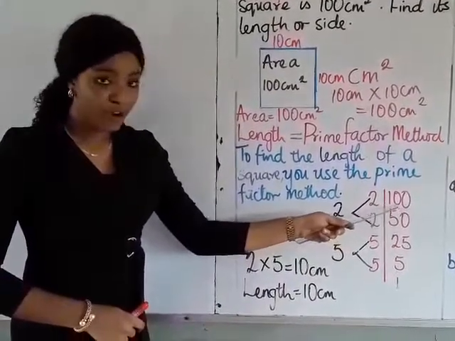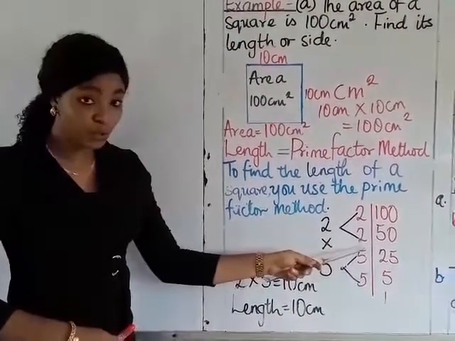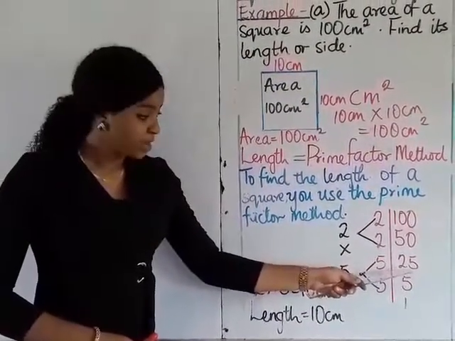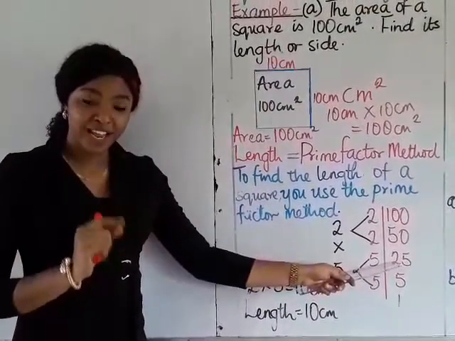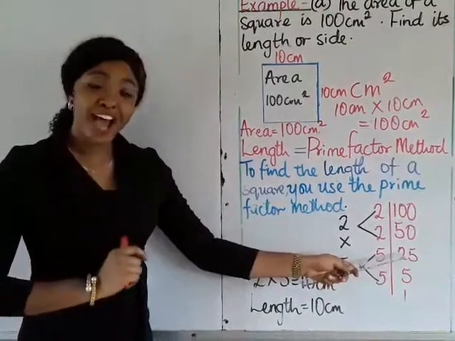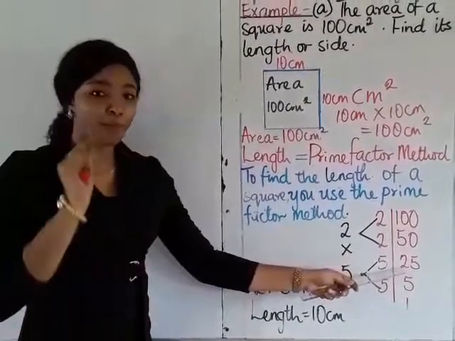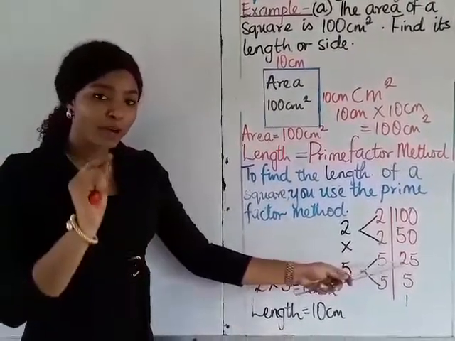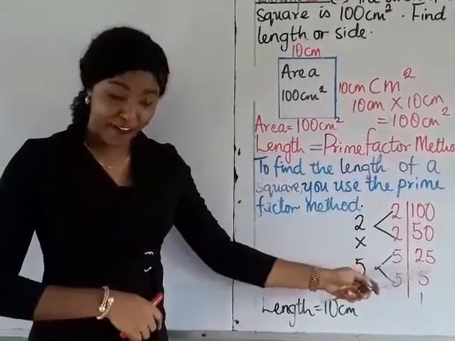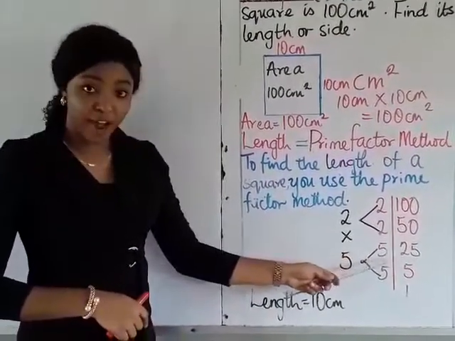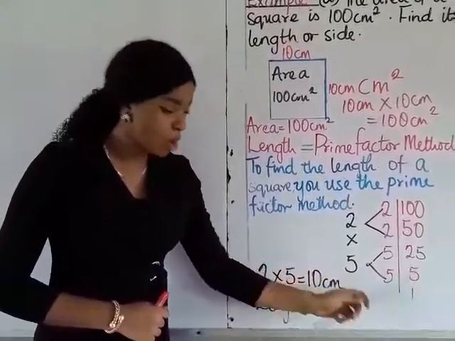Now, 100 divided by 2 will give you 50. 50 divided by 2 will give you 25. Now, 2 can divide 25 but with a remainder. Now, what prime number comes after 2? 3. 3 can also divide 25 but with a remainder. And what comes after 3? 5. 5 can divide 25. Now, 25 divided by 5 is 5. And 5 divided by 5 is 1.